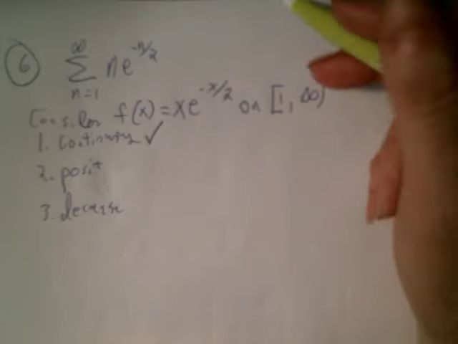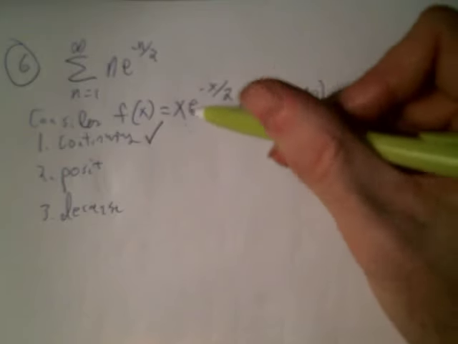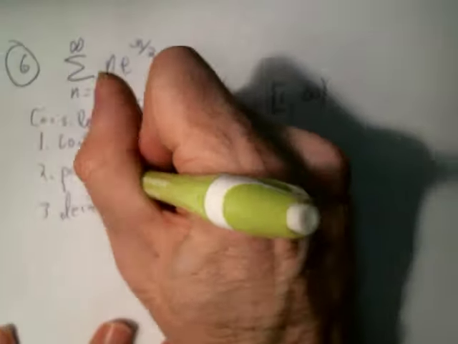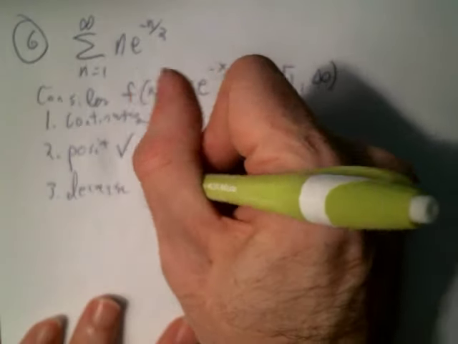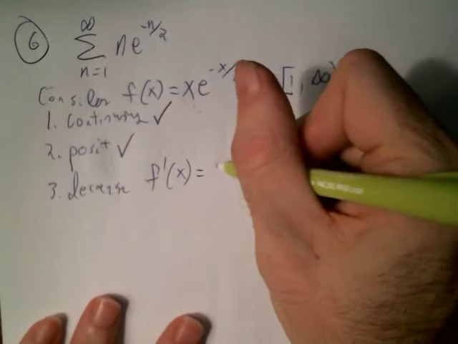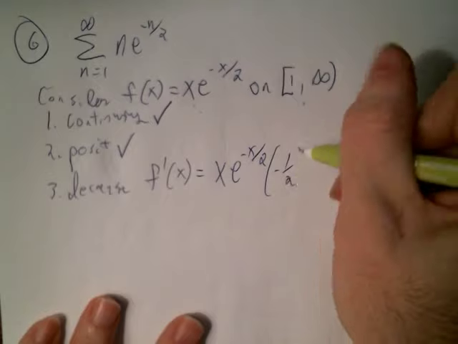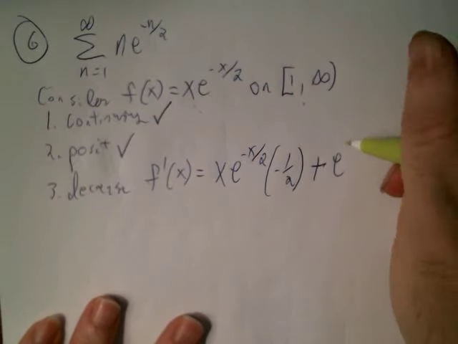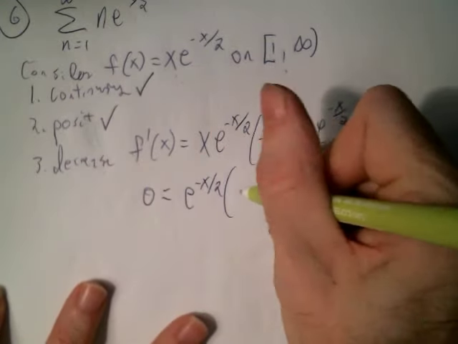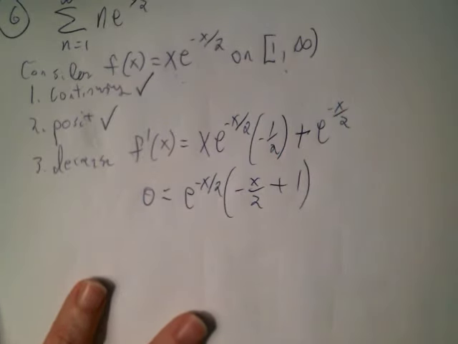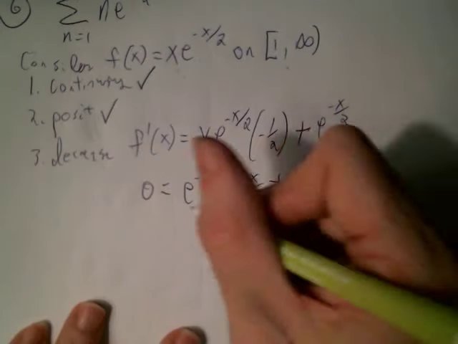But anyways, is it positive? Certainly x is positive on this interval. The exponential is positive everywhere. So a positive times positive is positive. Clearly that's true. Then finally, for decreasing, again, you can go ahead and consider the derivative. Set it equal to 0. This part will never be 0, but this part will, right? So that's exactly when x is 2.